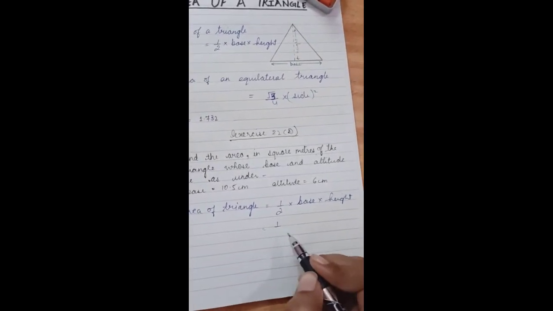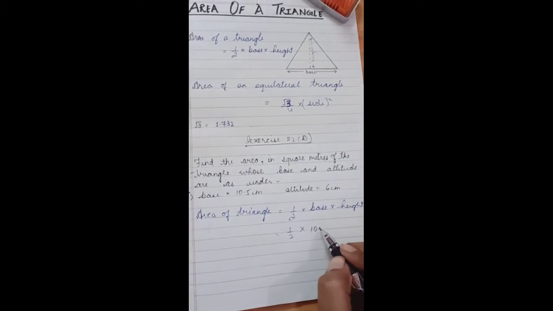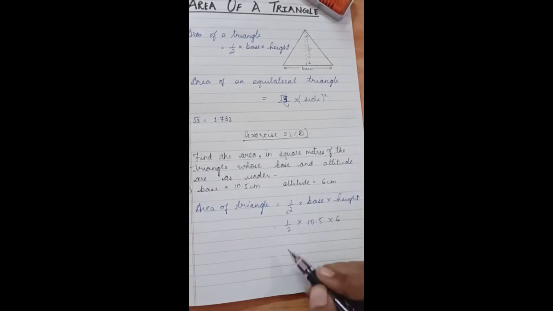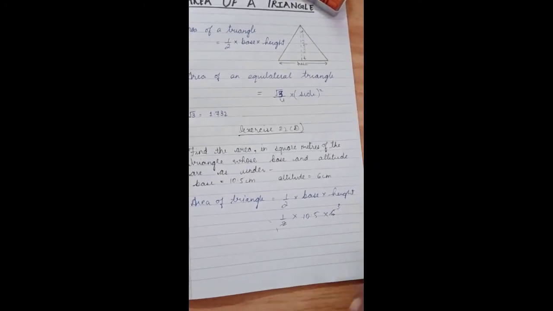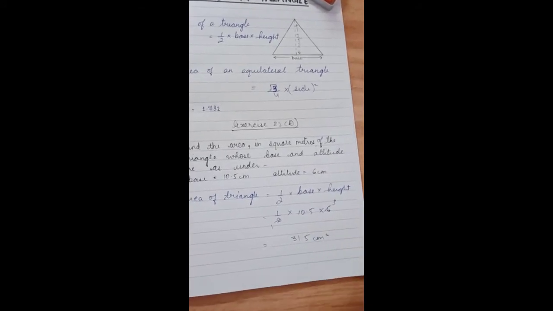Base is 10.5 and height, or you can say altitude, is 6. 2 1 times, 2 3 times. On multiplication you get the answer 31.5 centimeter square.